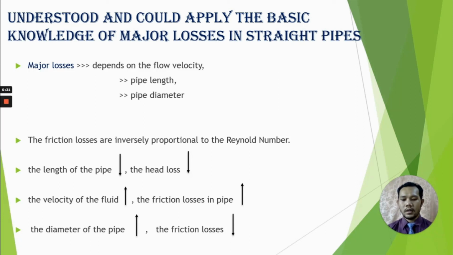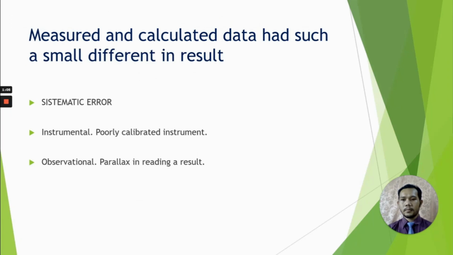The major losses in straight pipes, which are associated with frictional energy loss per length of pipe, depend on the flow velocity, pipe length, and the diameter of the pipe. The friction losses are inversely proportional to the Reynolds number. If the length of the pipe decreases, then the head losses will decrease. The higher the velocity of the fluid, the higher the friction losses. The increase of the diameter of the pipes will decrease the friction losses.